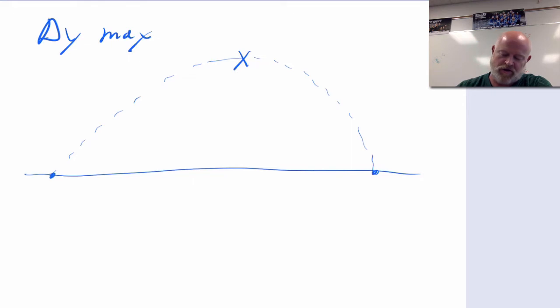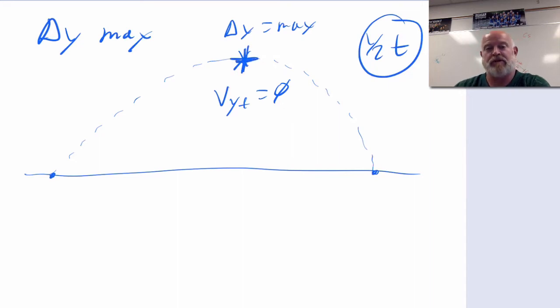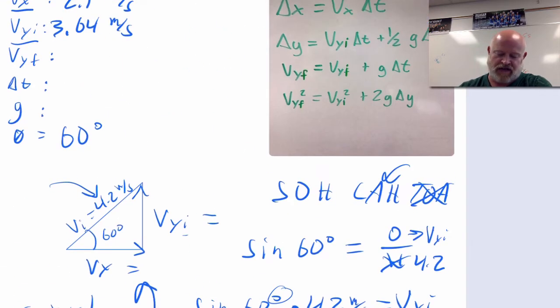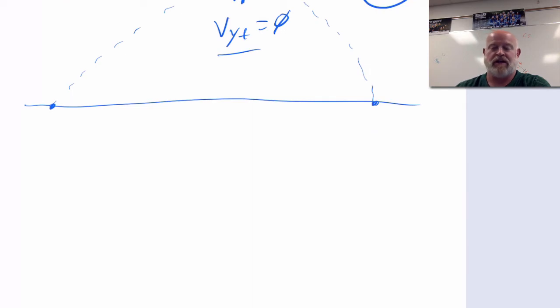We know that when delta y equals a maximum, our velocity in the y direction final is 0. We also know that that's half the time of the total flight. So these are things we know about this maximum position up here that will become useful as we move forward. If I know velocity final is 0, and I know my initial velocity in the y direction was 3.64, by knowing those two things, I can find an equation and solve for this.